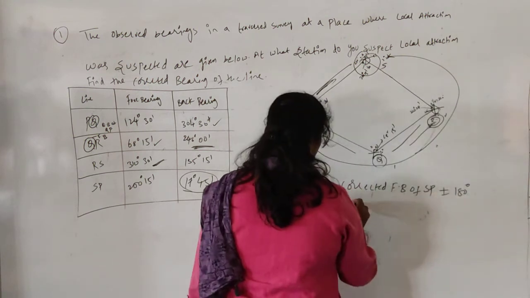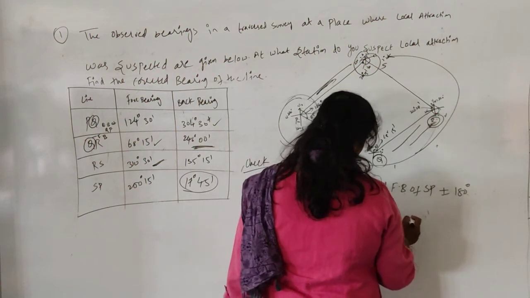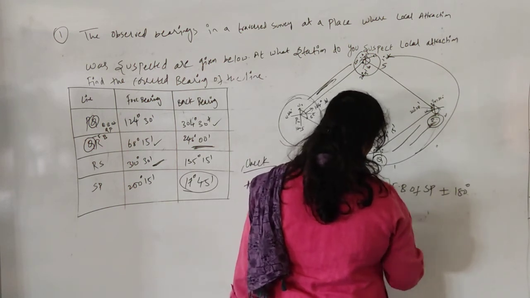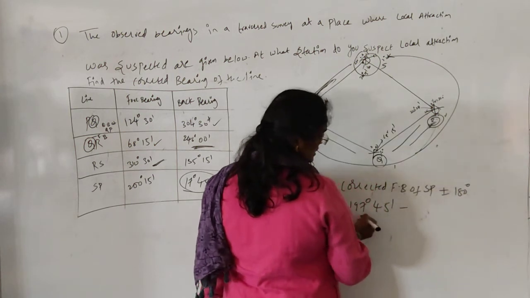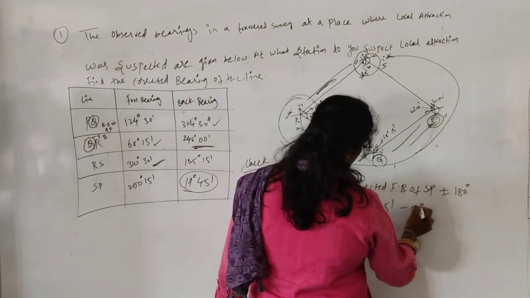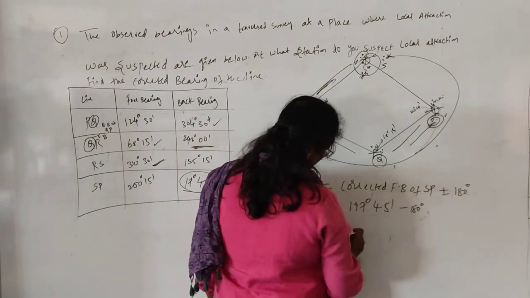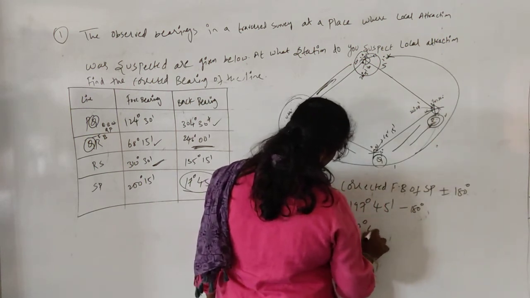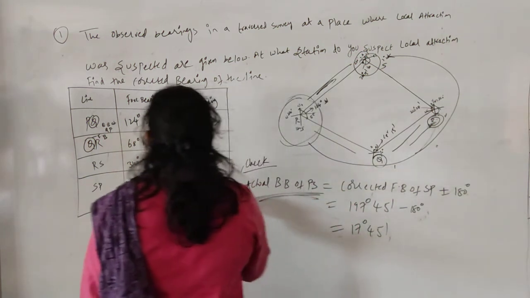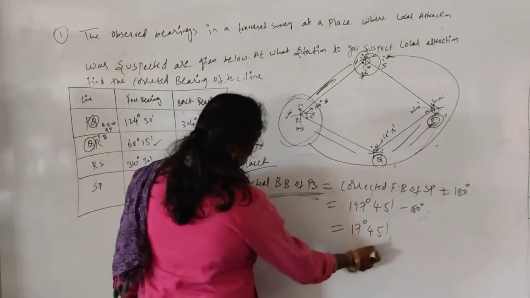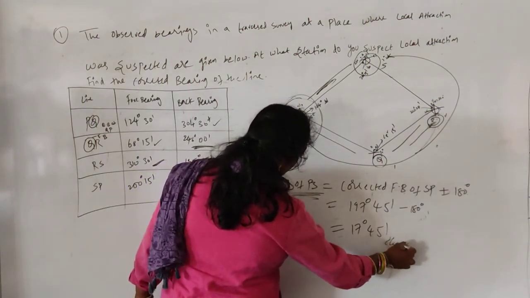So here what will be the corrected forebearing? 197 degrees 45 minutes minus, because it is higher than 180 degrees. 197 degrees 45 minutes minus 180 degrees will give you 17 degrees 45 minutes. This is the actual back bearing of PS, which means whatever we did is correct, checked.